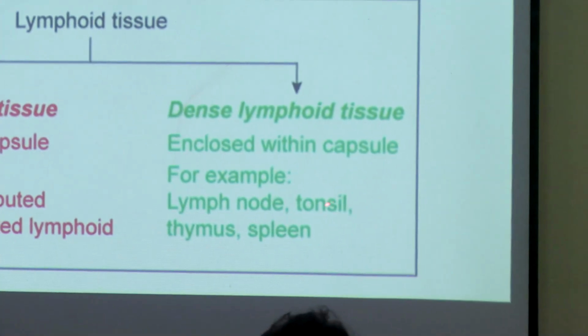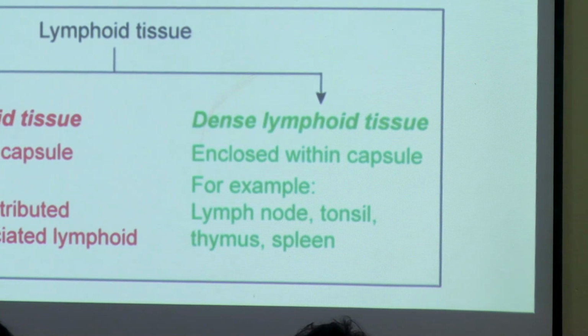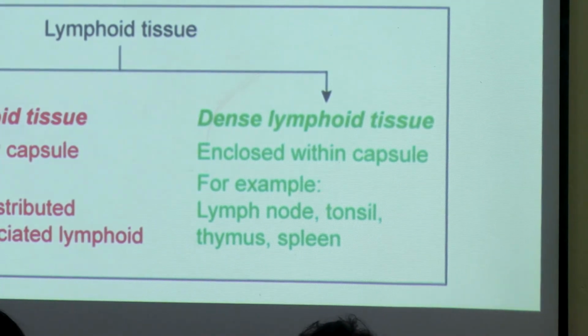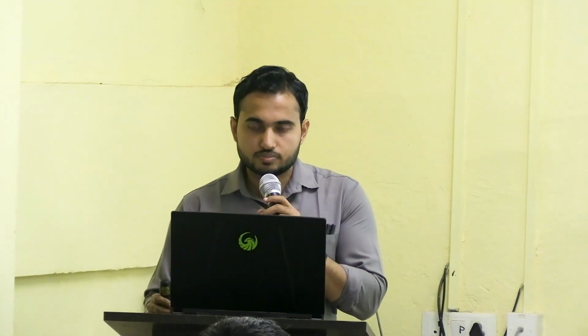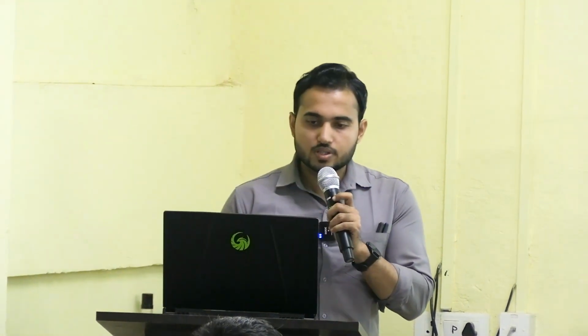Next, if you see the dense lymphoid tissue, here we get the organs: lymph node, tonsil, thymus, spleen. These are the mature lymphoid organs, and they are completely covered by a connective tissue capsule. So this is the complete classification of the lymphoid tissue.